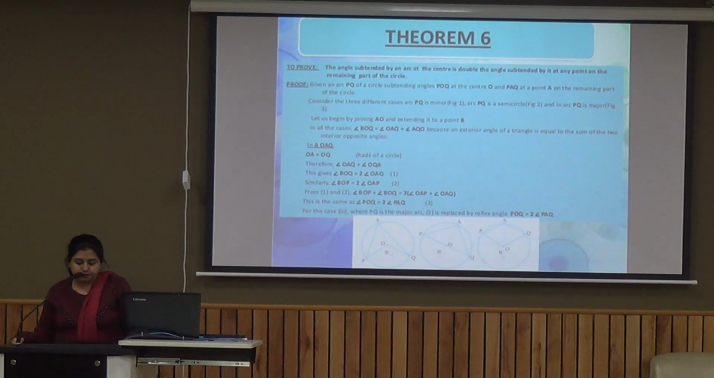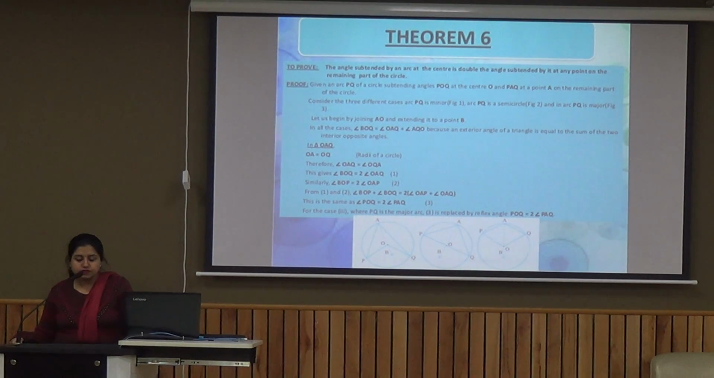Let us draw AB. Now if we look at triangle AOP, then angle OAP is equal to angle OPA. Why? Because of the isosceles property of triangles. If two sides are equal, then the angles opposite to them are equal. Now, if we look at angle POB, it is the exterior angle for triangle AOP. So, angle POB is equal to twice angle PAO. Similarly, angle QOB is twice angle QAO. And adding these two, we get angle POQ twice angle PAQ.